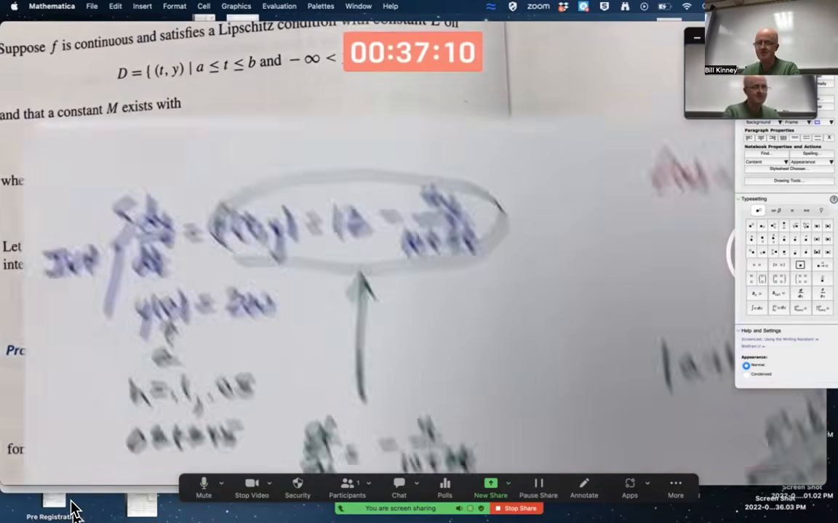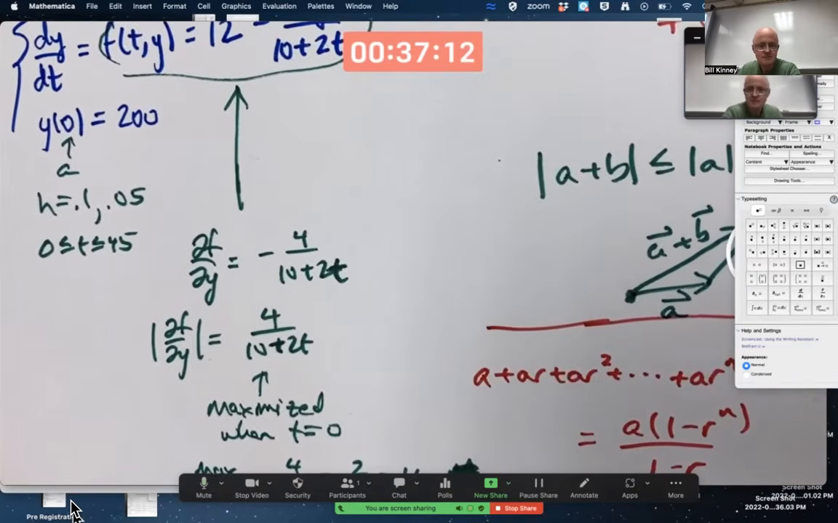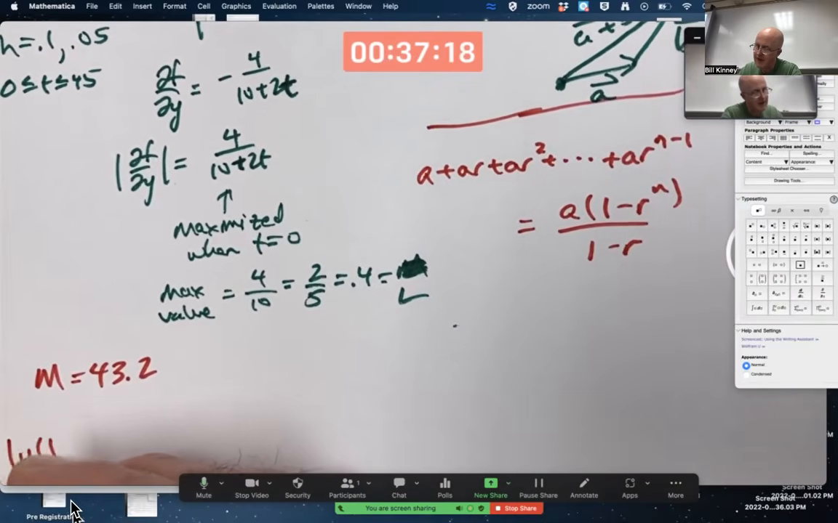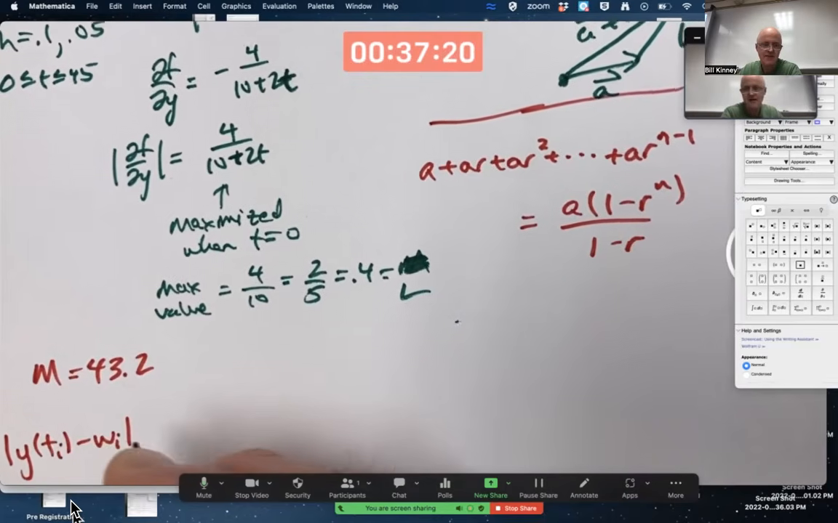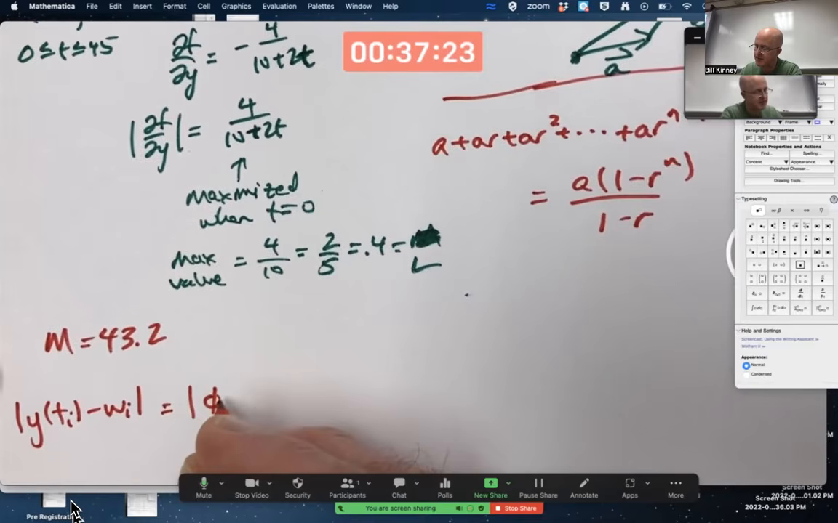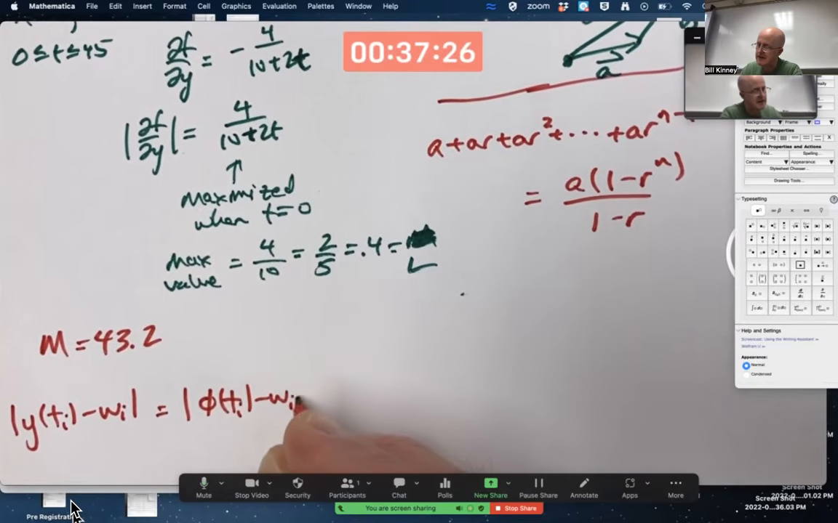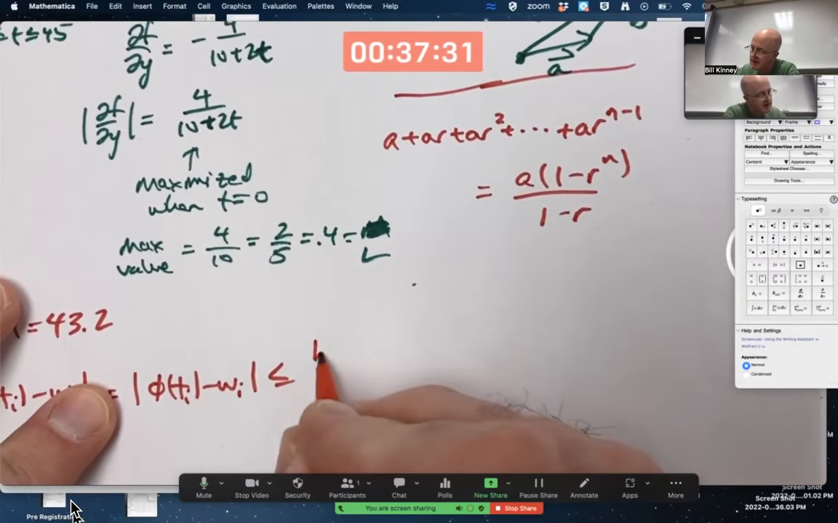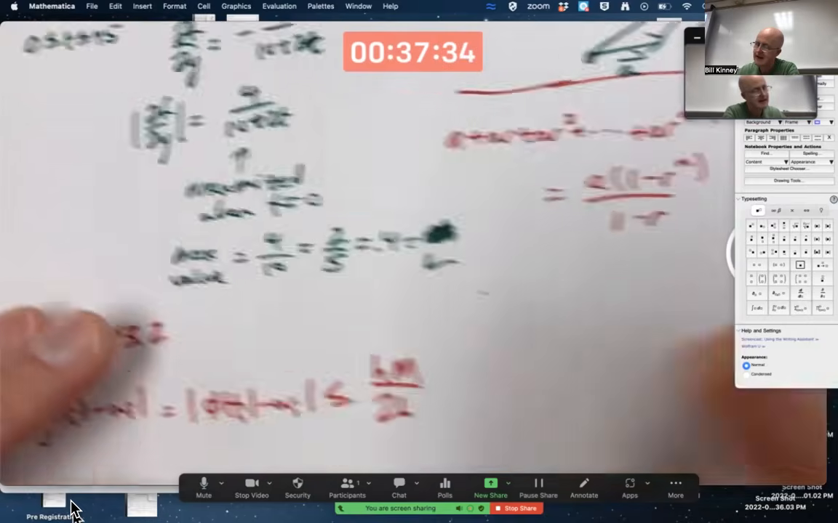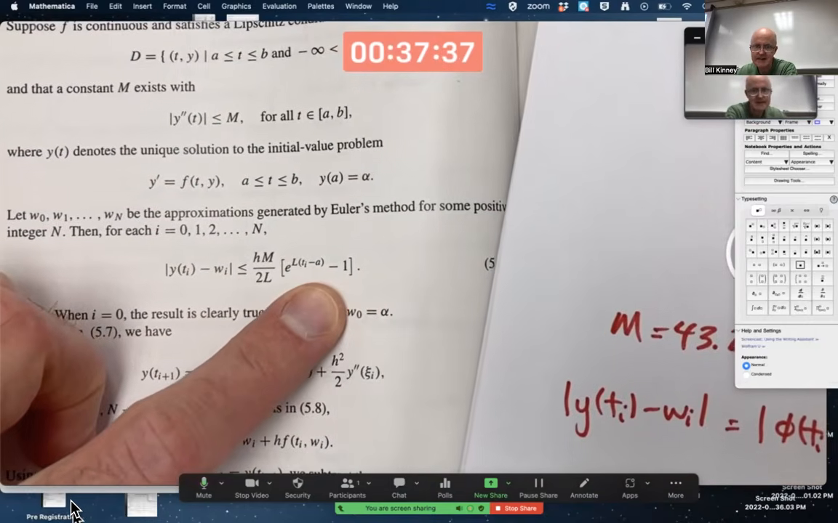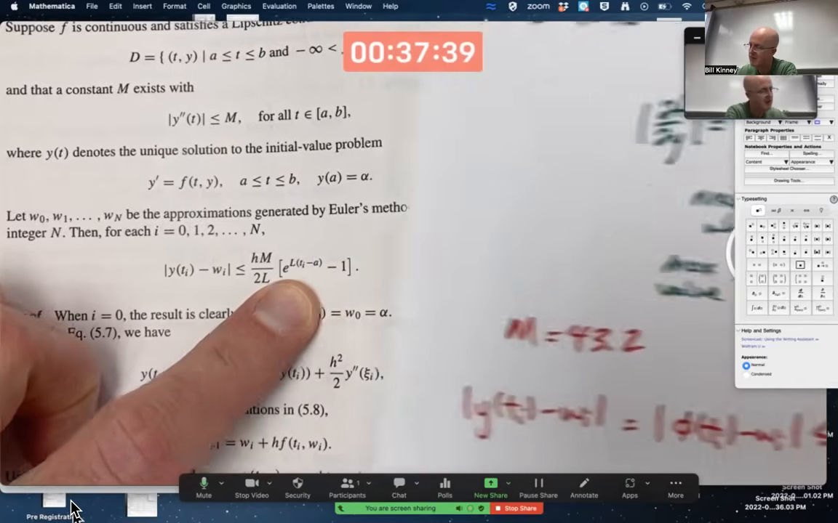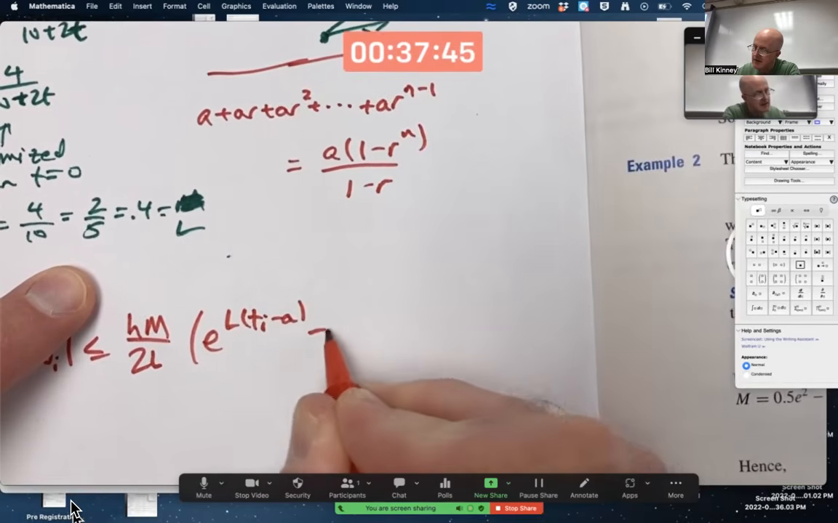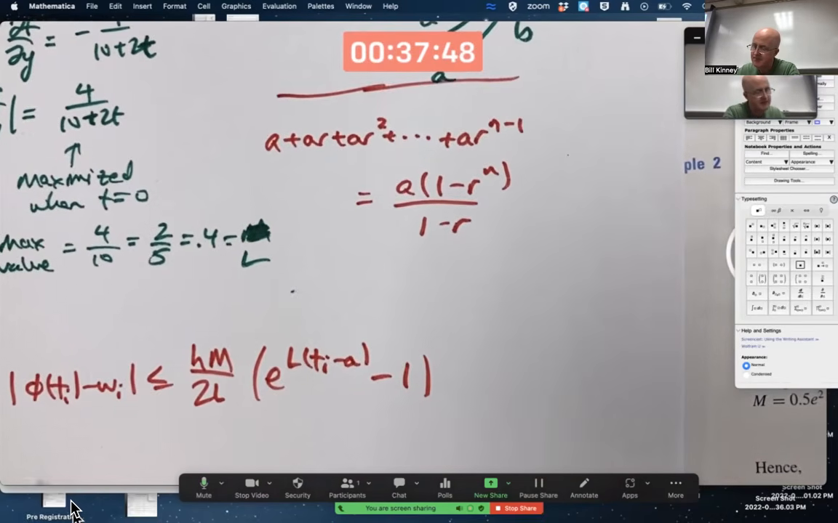So now using it, we can say the absolute value of y of t_i minus w_i, which if I use my phi notation is the same as the absolute value of phi of t_i minus w_i, is less than or equal to h times M over 2L, times e to the L times (t_i minus a) minus 1. Plug in the numbers we found here.